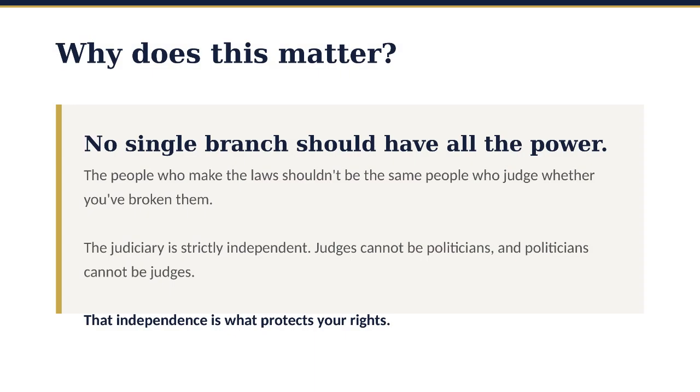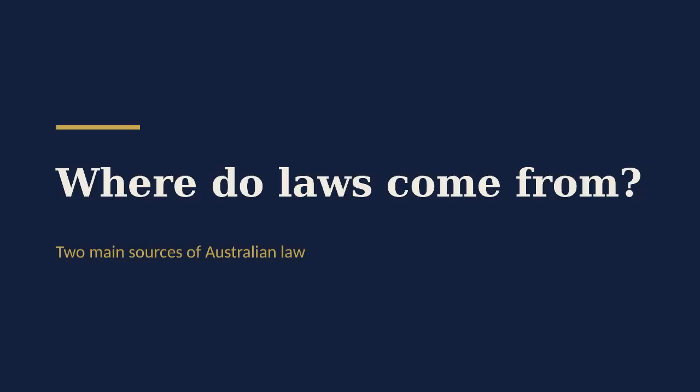When there's an argument about what a law actually means, or whether someone has broken a law, the courts decide, because no single branch should have all the power. The people who make the laws shouldn't be the same people who judge whether you've broken them. That's a fundamental safeguard against tyranny. It's not perfect. In Australia, the executive is drawn from the Parliament, so there's some overlap. But the judiciary is strictly independent. Judges cannot be politicians, and politicians cannot be judges. That independence is what protects your rights.